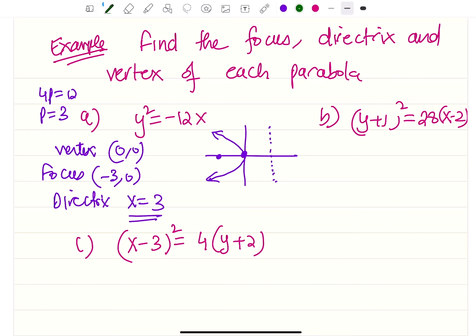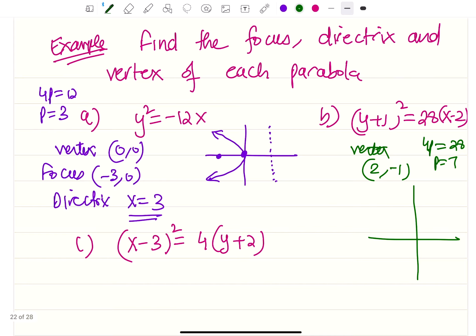Right, another one: (y + 1)^2 = 28(x - 2). In this case, my vertex is going to be (2, -1). Let's go ahead and graph it a little, that helps us think. We can also see 4p is 28, so p is equal to 7. The vertex is (2, -1) and the parabola opens to the right. X is 2, y is -1.